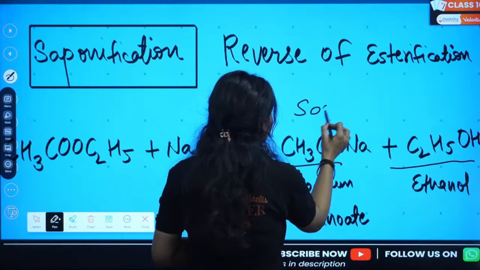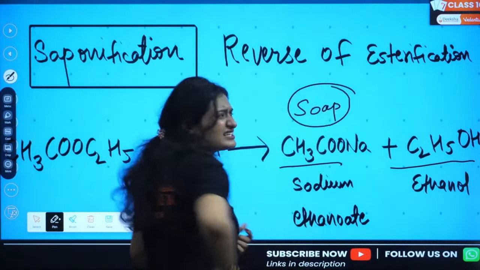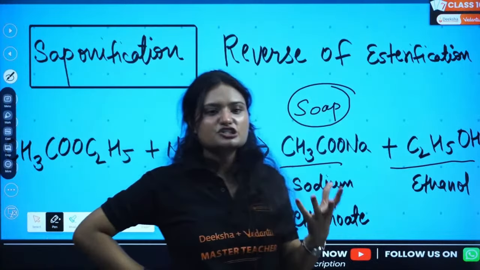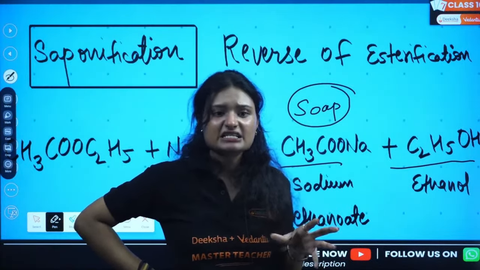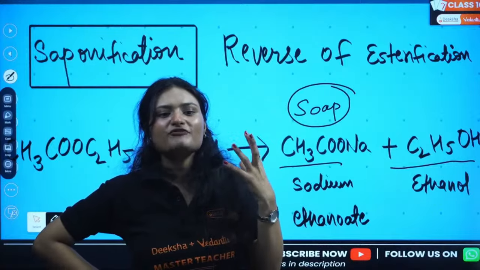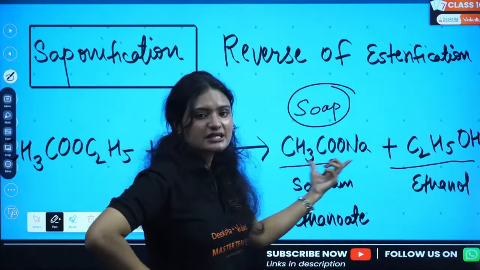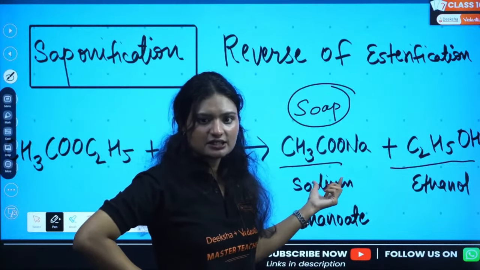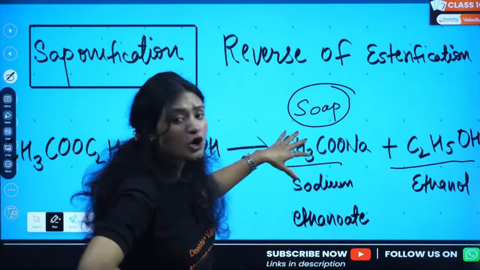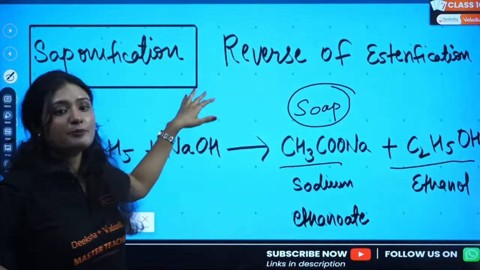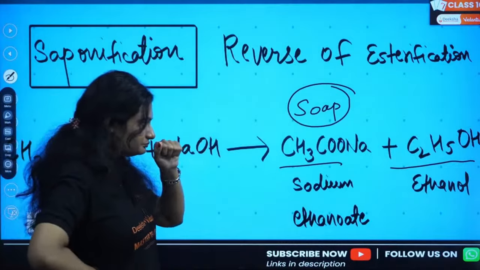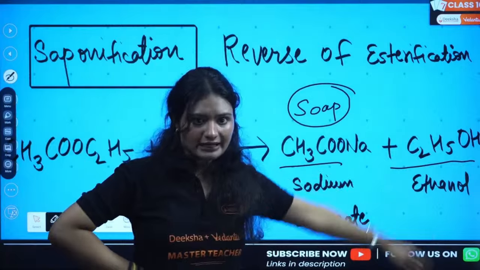Basically, it is soap. What is soap? Soap is the sodium or potassium salt of fatty acids, or you can say sodium and potassium salt of acids. So this is acid, and this is a sodium salt of acid. Clear? So this is soap formation. That's why it's called saponification. And we get our ethanol back.